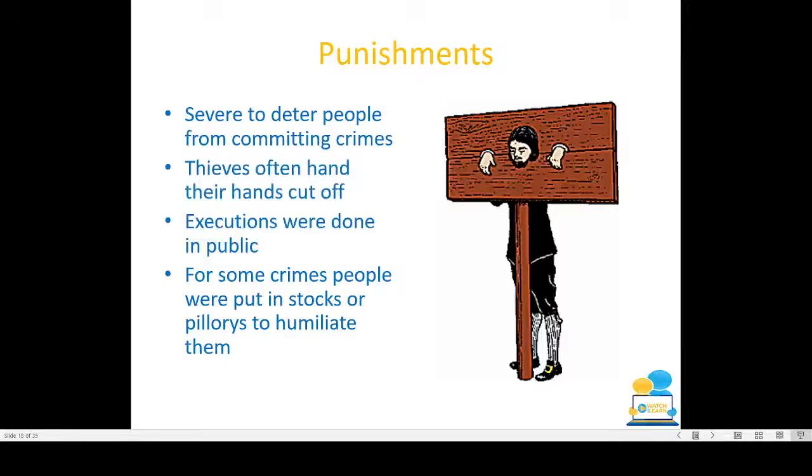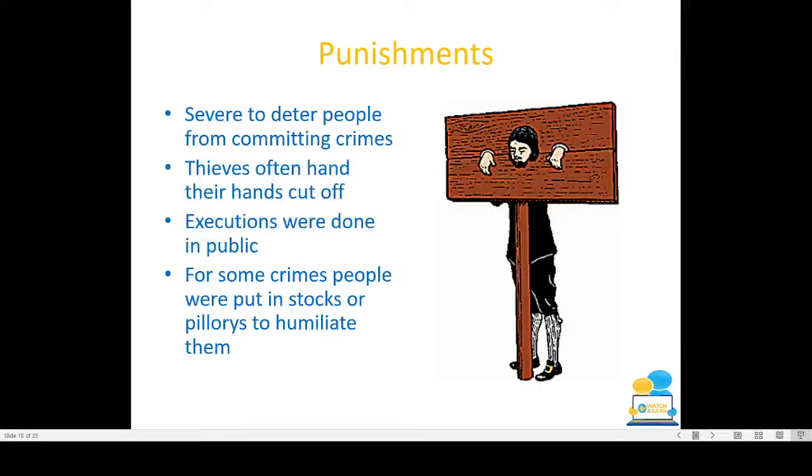This was to let people know that you were a thief. Executions were also done in public for very similar reasons to in ancient Rome. It's to warn people about the dangers of committing crime. And then finally, if we look at this image here, which relates to our last point, for some crimes, people were put in stocks or pillories in order to humiliate them.